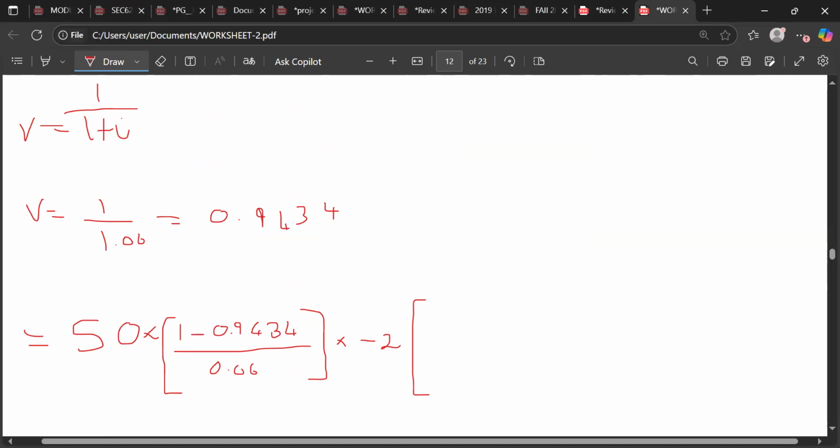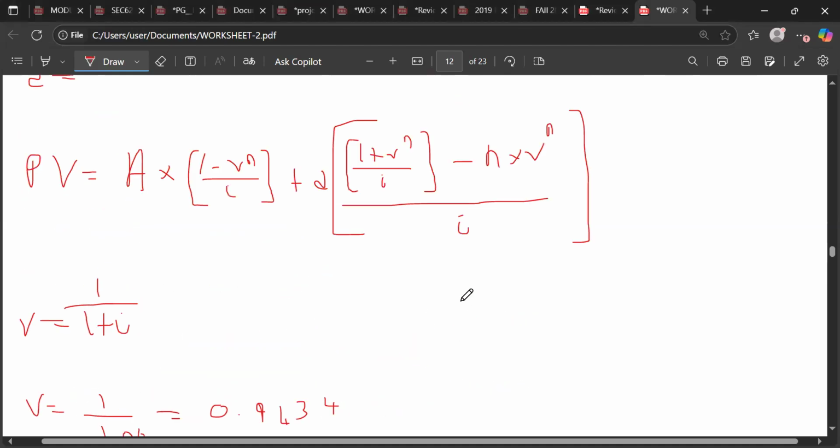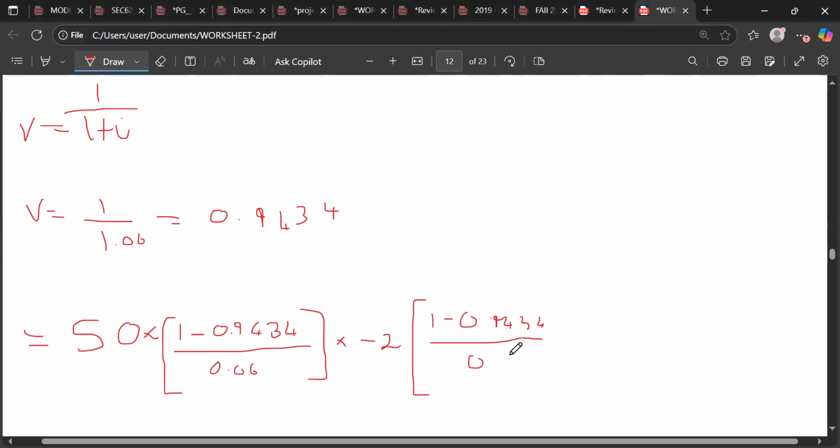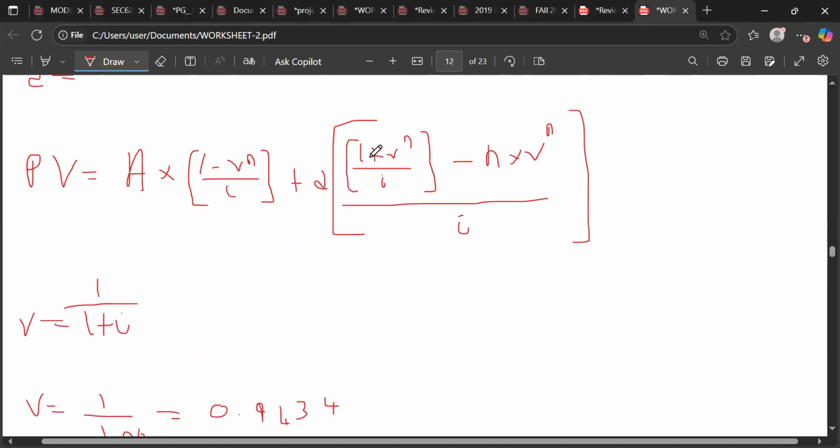So here, what's in the bracket here, we're saying the same scenario happens here. It's 1 minus 0.9434 over 0.06. Here it's supposed to be minus, here it's just minus, not plus.